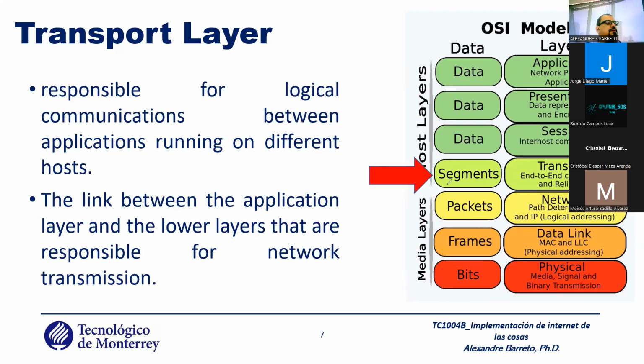The first protocol that we study is the transport. It's responsible for logical communication between applications running on different hosts. For example, when you send one packet from my machine to your machine, I don't know which path this packet will navigate until it arrives at your computer. For example, the first packet can go through path 1, the second through path 2. The transport layer defines a logical connection between my computer and your computer.